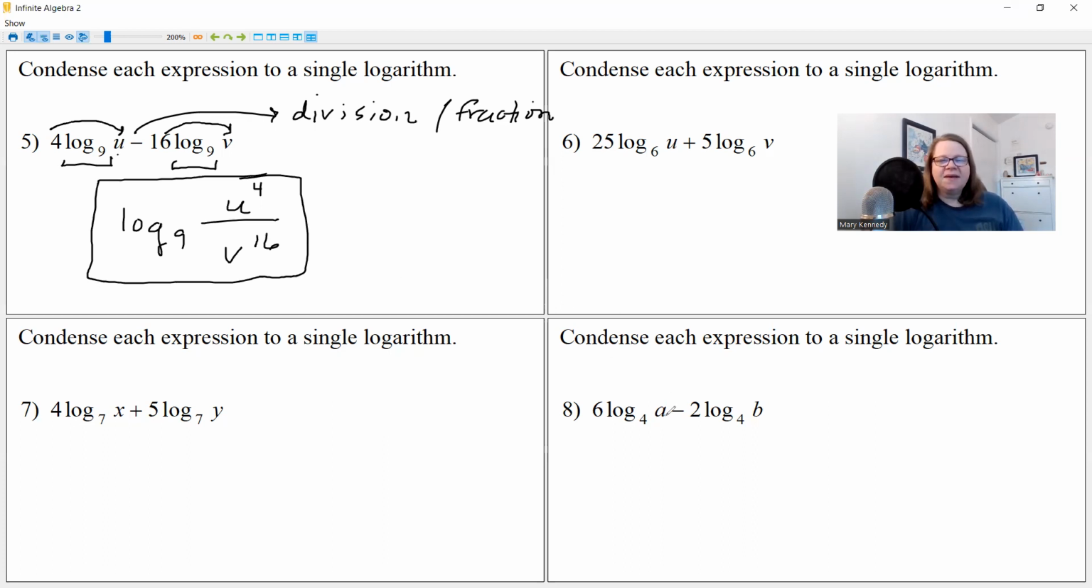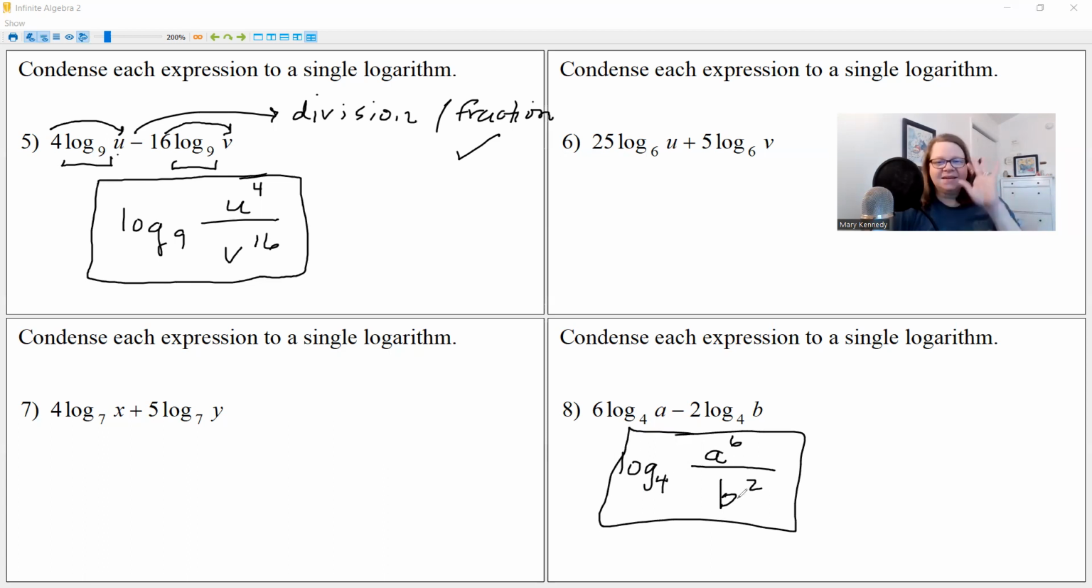All right, so number 8 has the subtraction, so I know it's going to be this division or fraction kind of thing. We've got log base 4 and log base 4, so those are the same. And so when I have that, I can write log base 4 and then a fraction bar, right? So this one's going to be a to the 6th over b, whoops, b squared, b to the 2nd power. All right. And that's it. That's all you're doing at this point. You're just condensing it, rewriting it in a similar form that's equivalent.